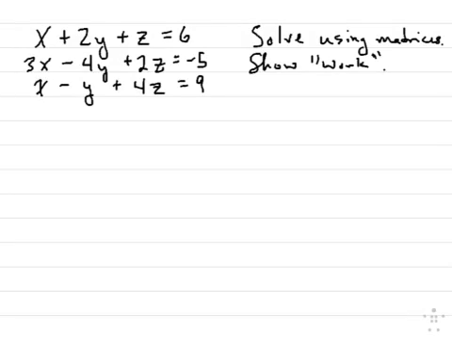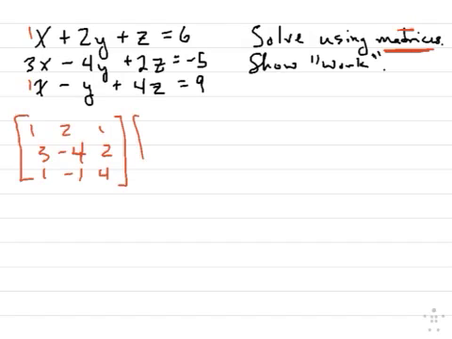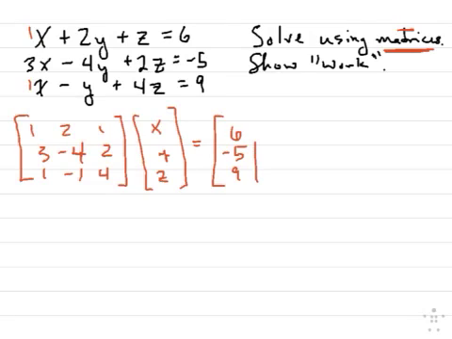They want us to solve this 3 by 3 system of equations, but they're going to let us use matrices. Remember, matrices allow us to take these coefficients 1, 2, 1, 3, -4, 2, 1, -1, 4. That's my coefficient matrix. My variable matrix is that, and my solution matrix is that over there. So you can see where I got those from.